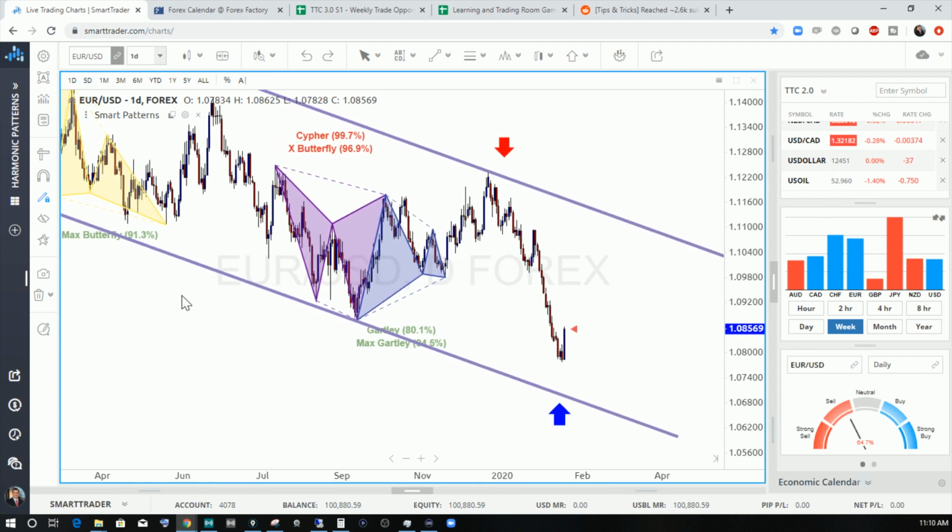Now, I want to also point out this. If we have price that's in an uptrend like this, and it creates a bullish pattern looking for price to move higher because we've just come off support right here, this is a go. Even though it's in the middle of the trend, it's a go because we are expecting price to go up to the top of the channel right here.